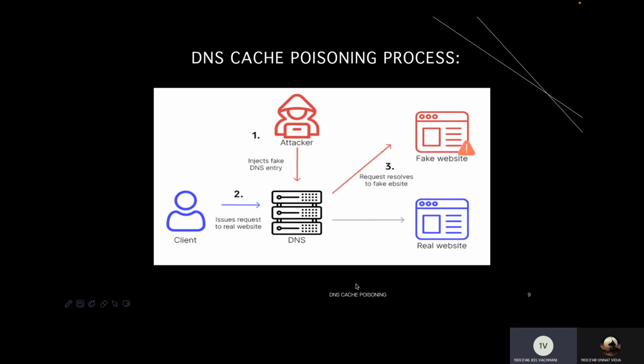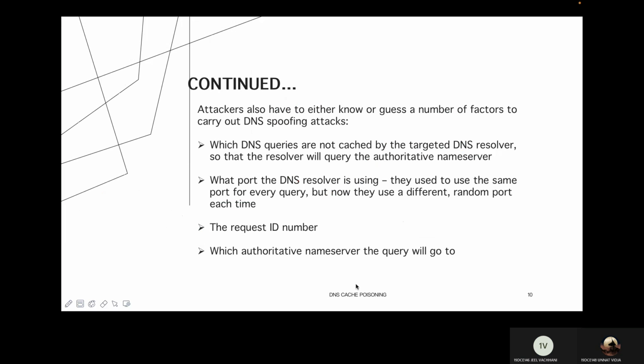Then next, an attacker must know or guess a number of factors to carry out a DNS spoofing attack, such as DNS queries that are not cached by the targeted DNS resolver, so that the resolver will query the authentic name server. What port the DNS is using: they used to use the same port for every query, but now they use a different, random port each time. The request ID number. Each authenticating name server the query goes to.